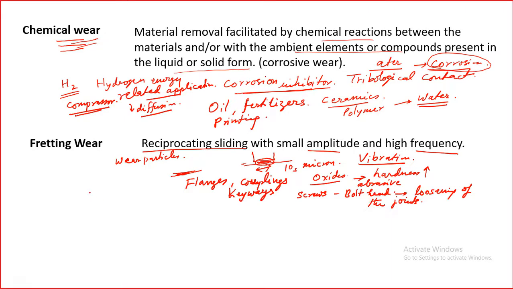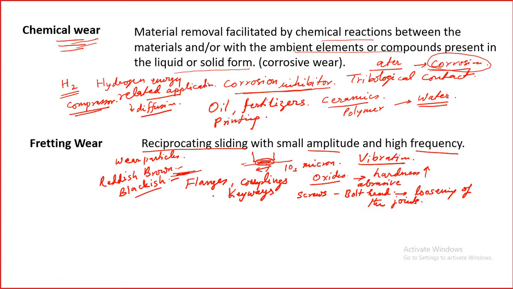In the case of ferrous material, the wear debris looks reddish brown, and in the case of aluminium it may look blackish. Okay, so this is how it takes place.